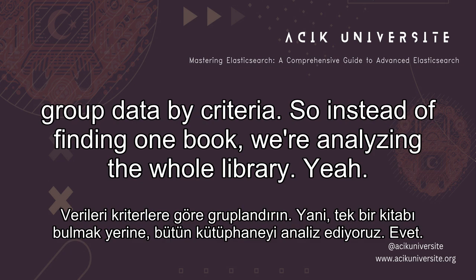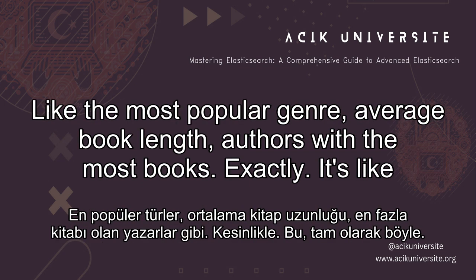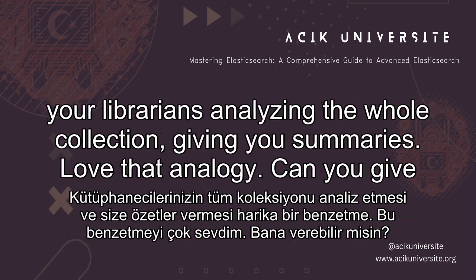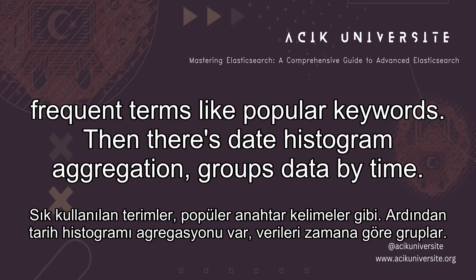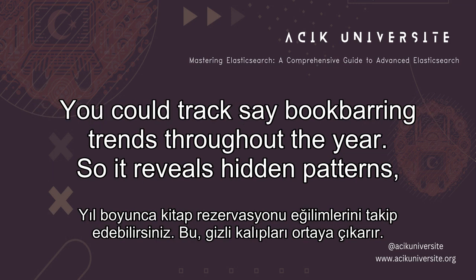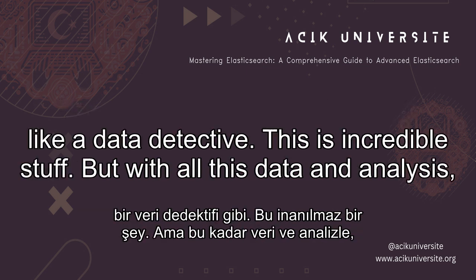So instead of finding one book, we're analyzing the whole library. Yeah. Like the most popular genre, average book length, authors with the most books. Exactly. It's like your librarians analyzing the whole collection, giving you summaries. Love that analogy. Can you give some specific examples of how these aggregations work? Sure. One is terms aggregation, finds the most frequent terms like popular keywords. Then there's date histogram aggregation, groups data by time. You could track, say, book borrowing trends throughout the year. So it reveals hidden patterns, like a data detective.